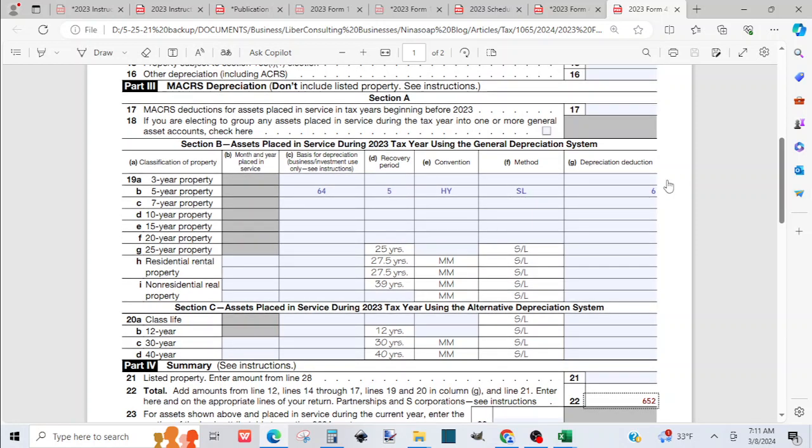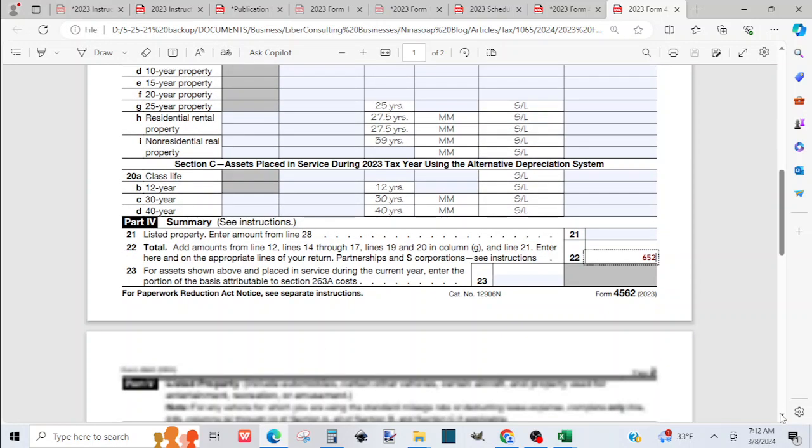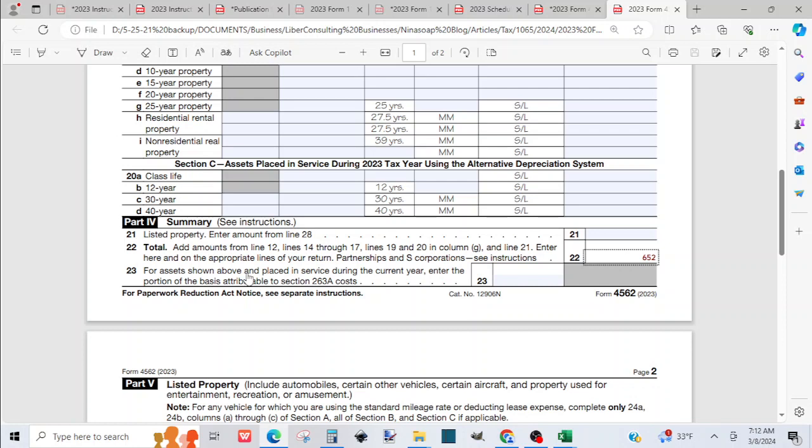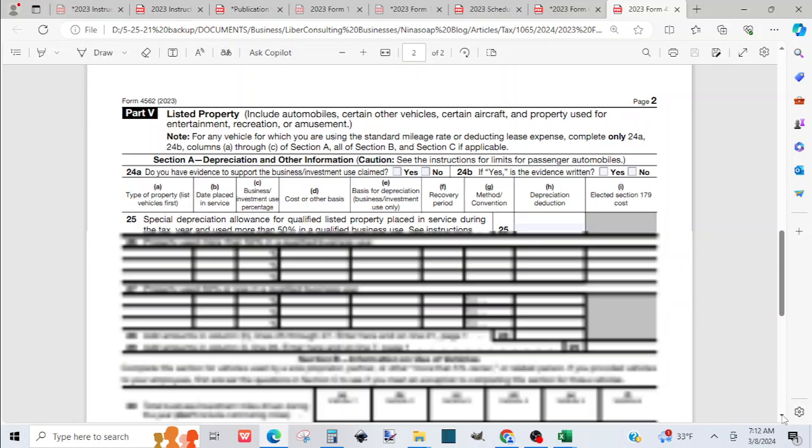Either on Form 8825 for rental property, or on Form 1120S, or on Form 1065. So now we will continue. Total assets shown above and placed in service during the current year. For assets shown above and placed in service during the current year, enter the portion of the basis attributed. Okay, so we'll leave that alone if it does not matter to us.